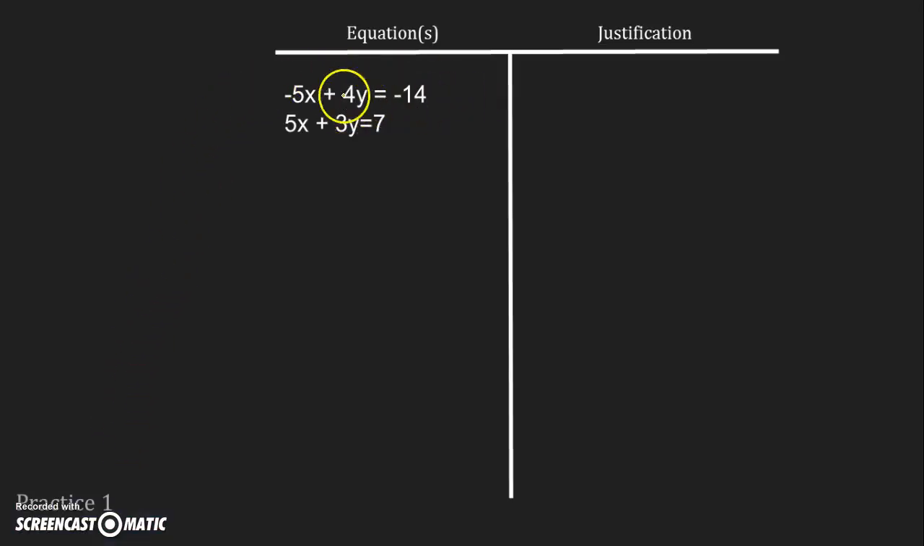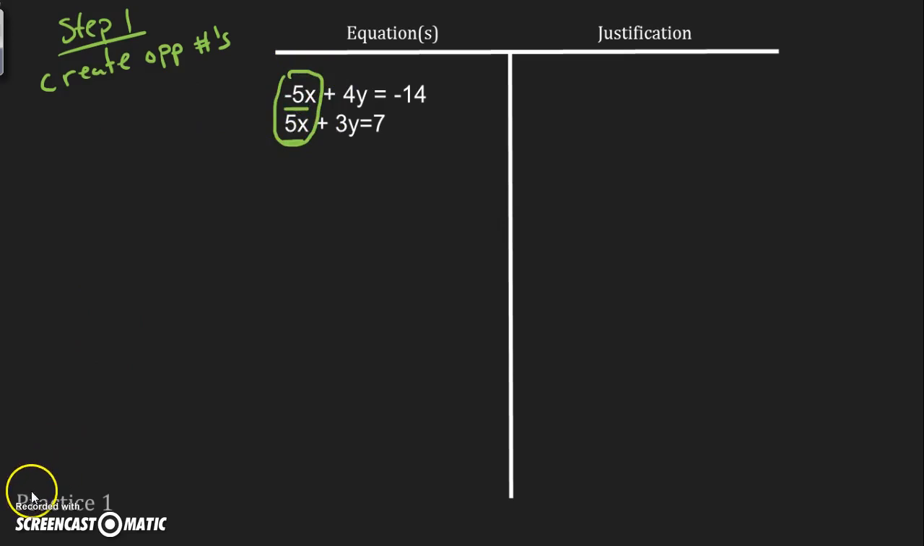Okay, so you can see here we've got the two equations that are given to us, and the first step is to create opposites. So if you're looking at the x variables right now, you've got -5 and you've got a +5. These are opposite numbers, so they're already created for us. So we can move into step 2.